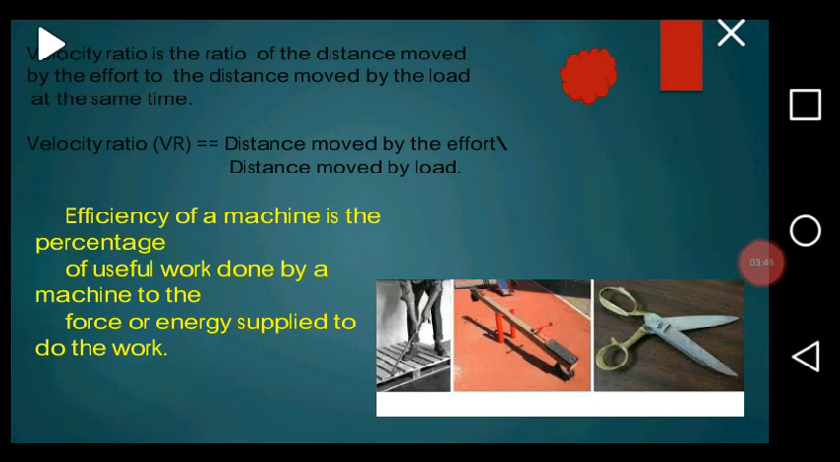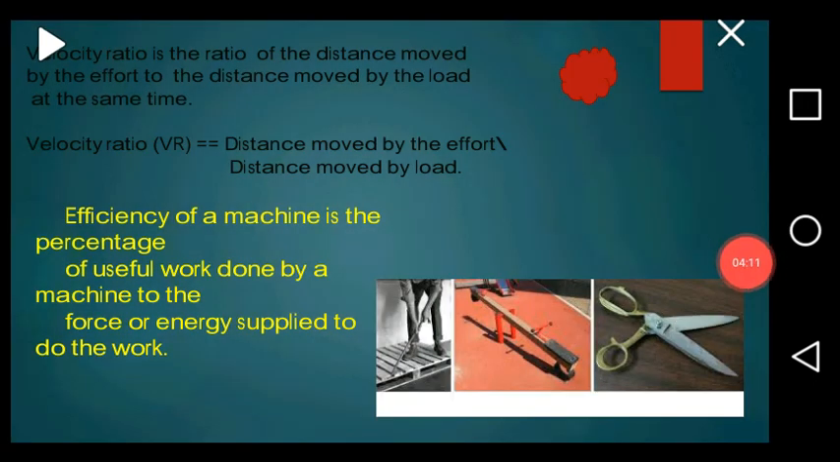Next, we'll look at velocity ratio. It is the ratio of the distance moved by the effort in the machine to the distance moved by the load at the same time. VR is the ratio of the distance moved by the effort in the machine to the distance moved by the load in the machine.